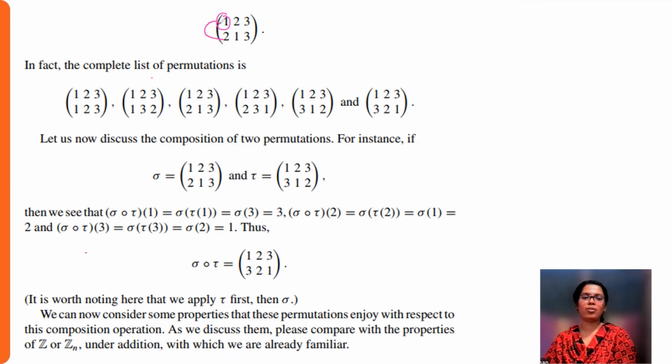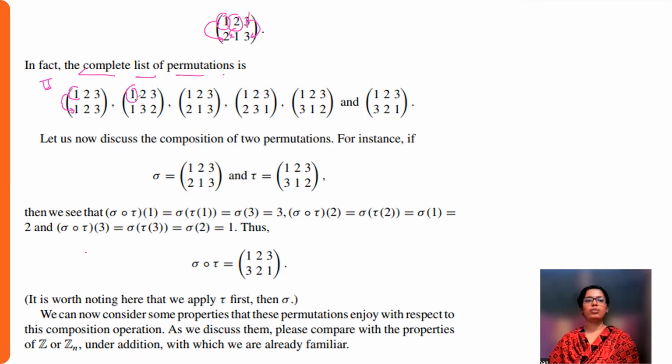So the element 1 goes to the element 2, the second element goes to the element 1, and the third element goes to the element 3. So if we want to define the complete set of permutations, the first kind we have is the identity permutation. What does it do? It takes all the elements to itself. So 1 goes to 1, 2 goes to 2, and 3 goes to 3. This is also known as the identity permutation.